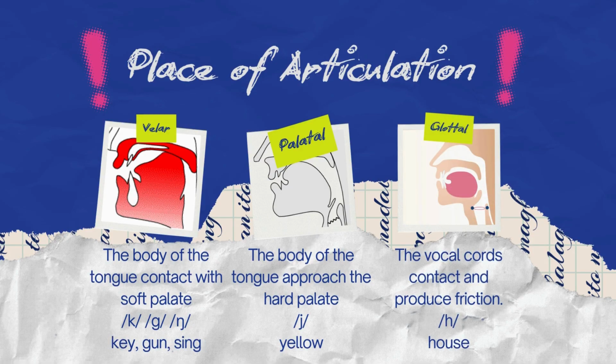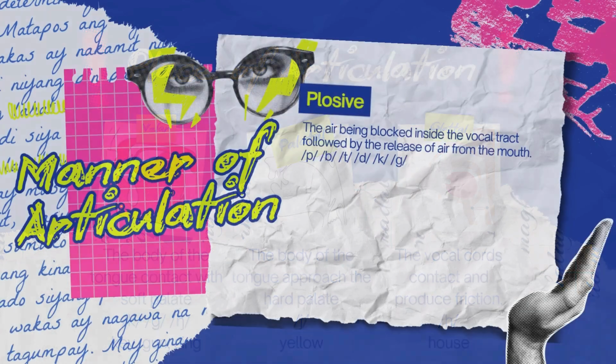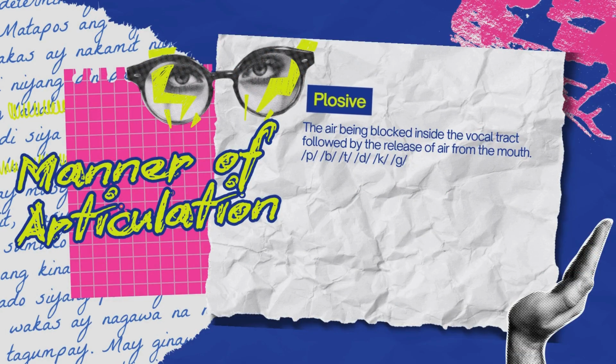The next one we have is glottal. This is produced when the vocal cords come close together but do not make any friction. For example, h like in "horse". Okay, now we're gonna talk about manner of articulation. There are some manners of articulation.